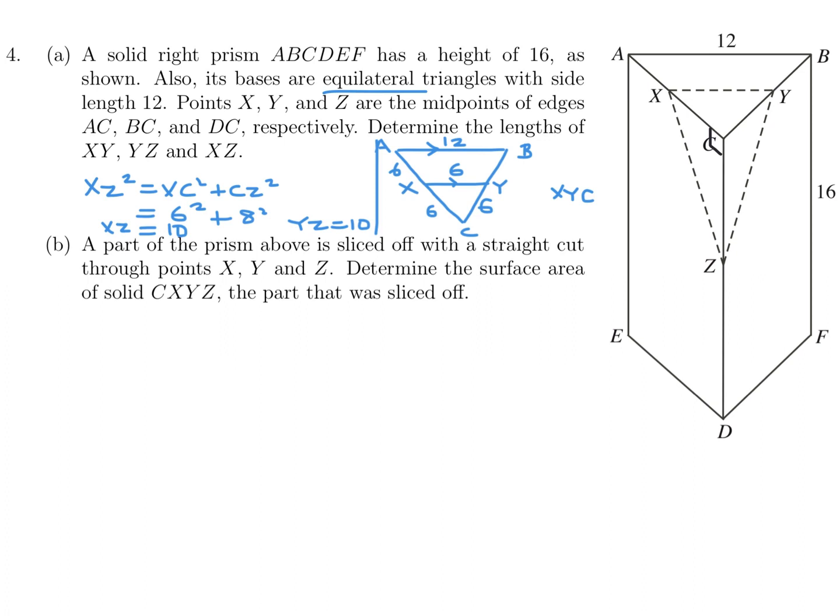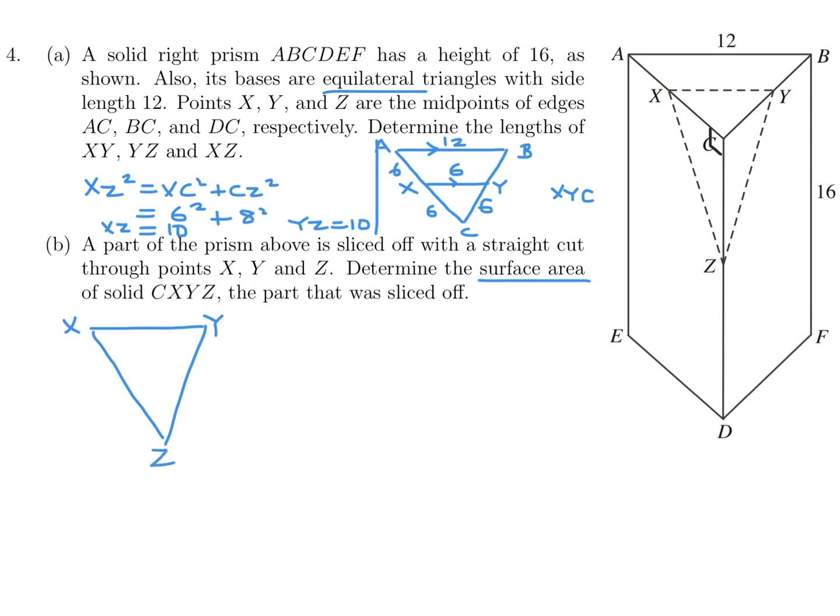A part of the prism above is sliced off with a straight cut through XYZ. Determine the surface area of solid CXYZ. Okay, CXYZ. Okay, I got it. So I guess we have 4 triangles, right? Let me just do one at a time. First, let's just do XYZ.